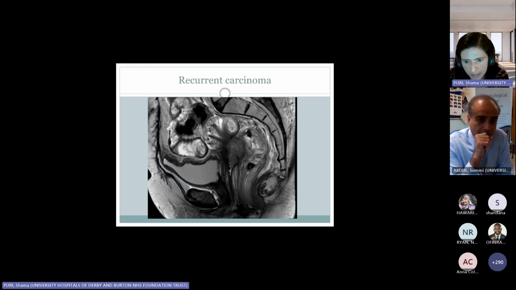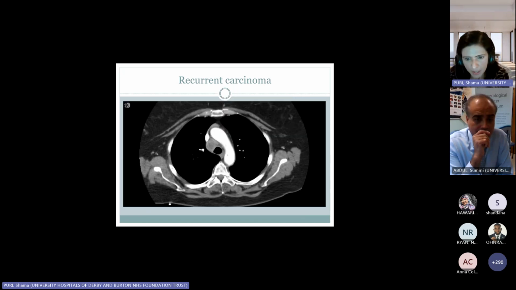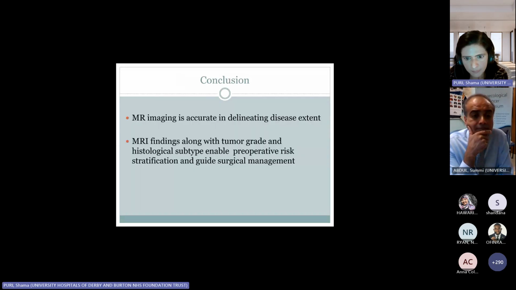This was another lady. She had this very large recurrence here, which was going into the rectum. I showed the case earlier on as well. There was tethering of bowel to it. But on CT scan, she already had distant metastasis, so no operative action was taken.